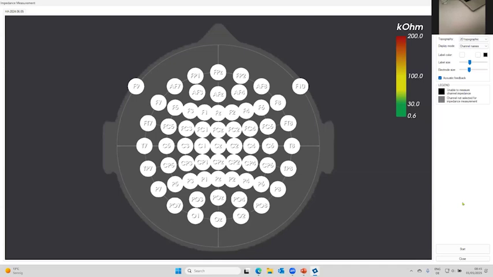The ground and the first electrode, which is the electrode used for impedance measurement. And then we go likewise to all other electrodes. As you can see, this is going fast.